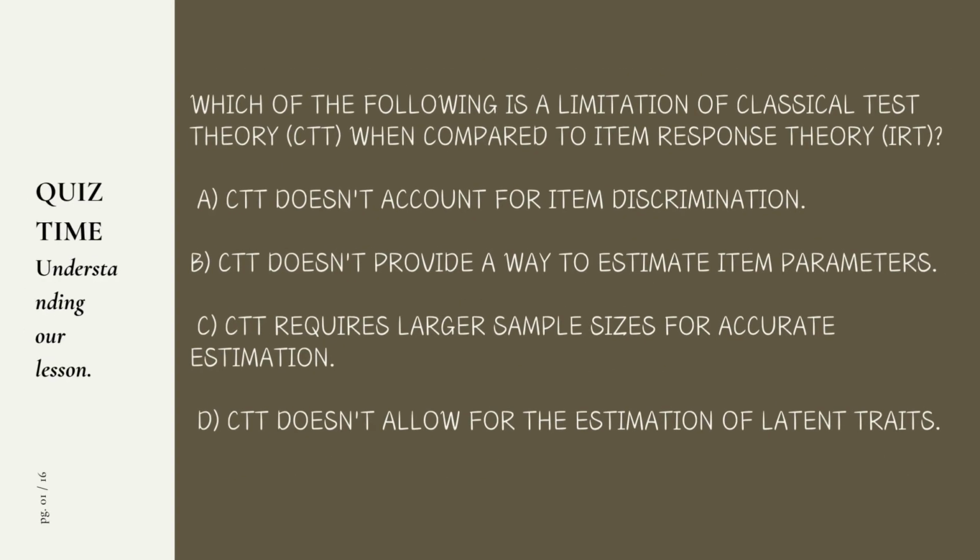Which of the following is a limitation of classical test theory, CTT, when compared to item response theory, IRT? Letter A. CTT doesn't account for item discrimination. Letter B. CTT doesn't provide a way to estimate item parameters. Letter C. CTT requires larger sample sizes for accurate estimation. Letter D. CTT doesn't allow for the estimation of latent traits.